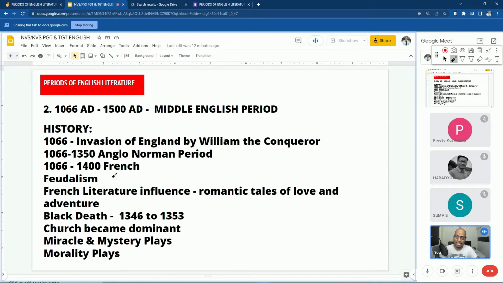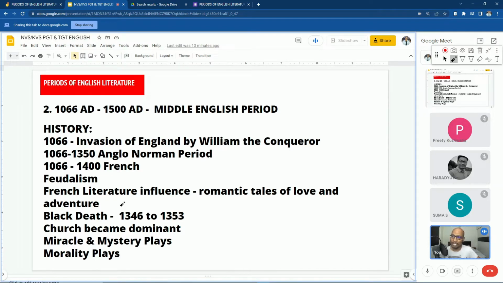Then what was actually in those days was feudalism. And then the French literature influence came, and romantic tales of love and adventure became part of English literature. Because when the French people conquered this land, they brought not only the weapons, they brought even their ideologies, their philosophies, and their French literature into English. So English literature was highly influenced by French literature, and mostly romantic tales of love and adventure were part of it in those days.